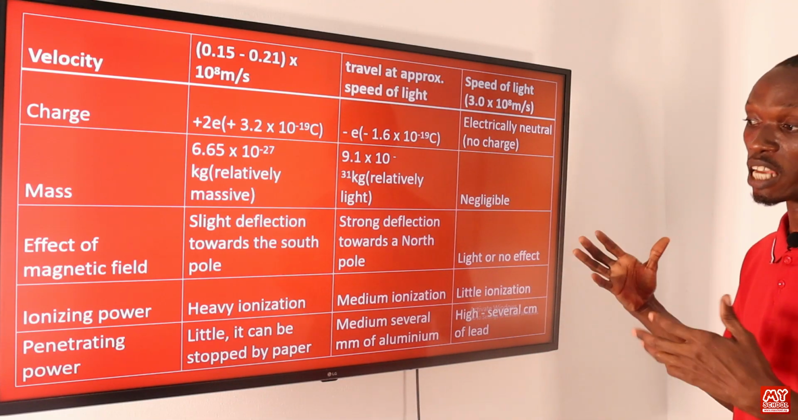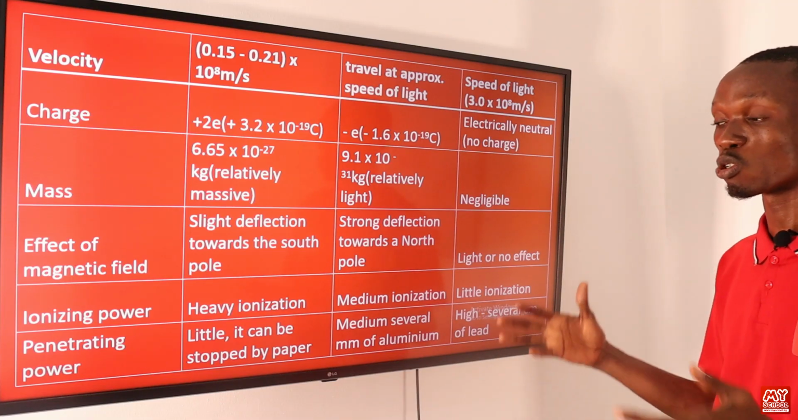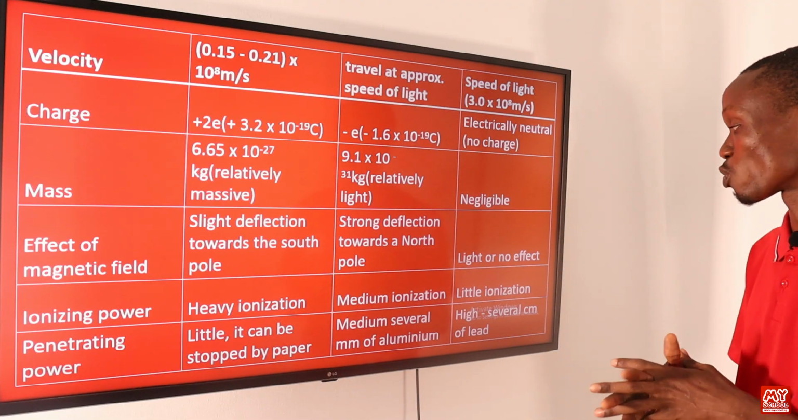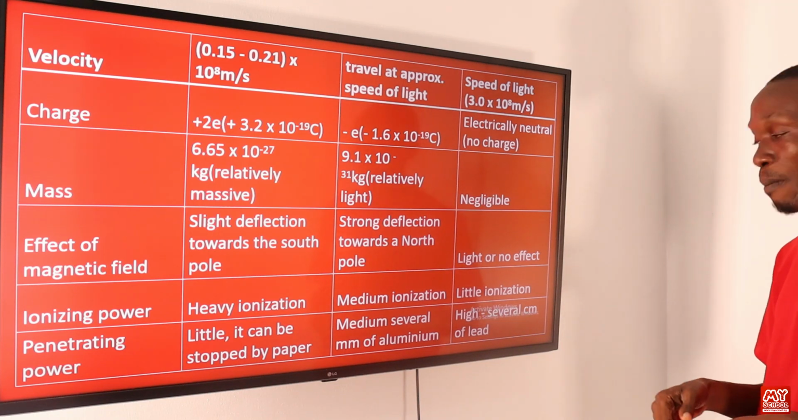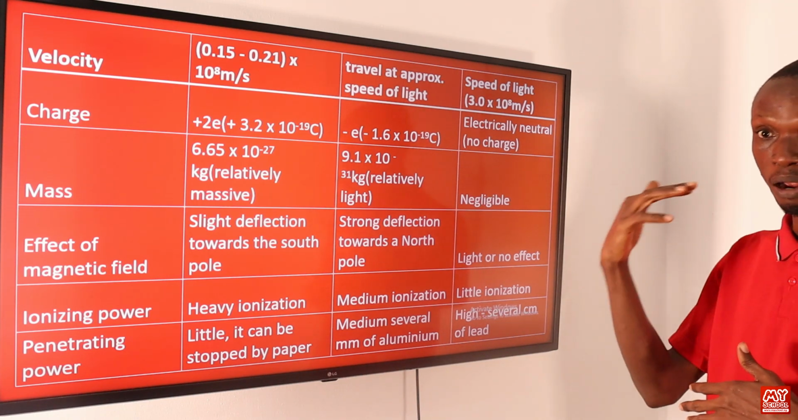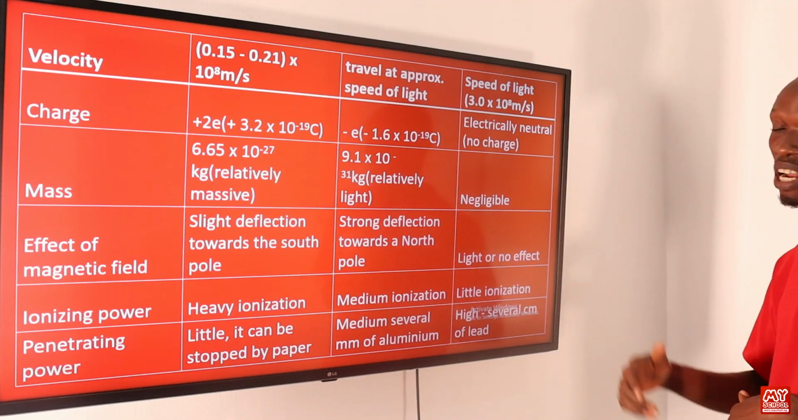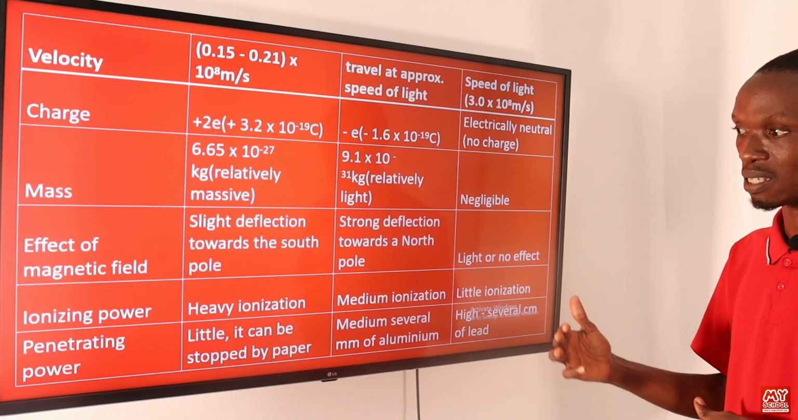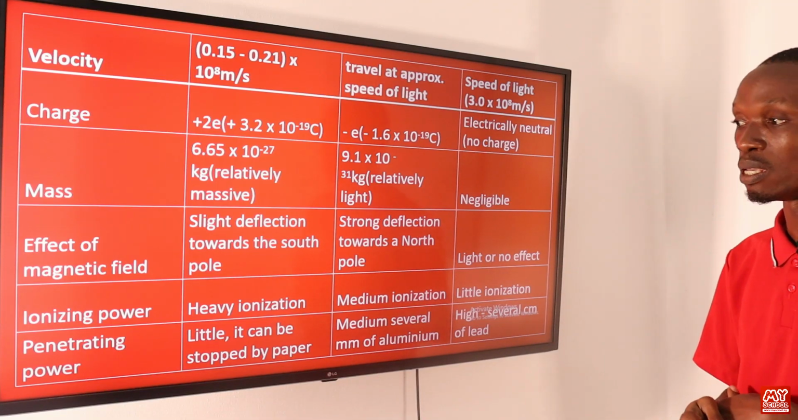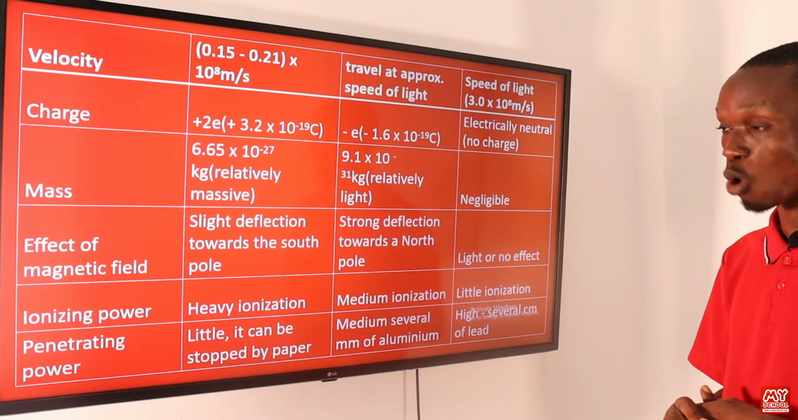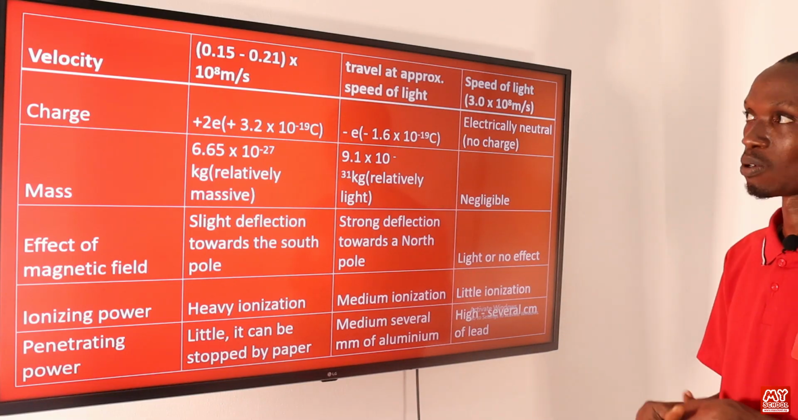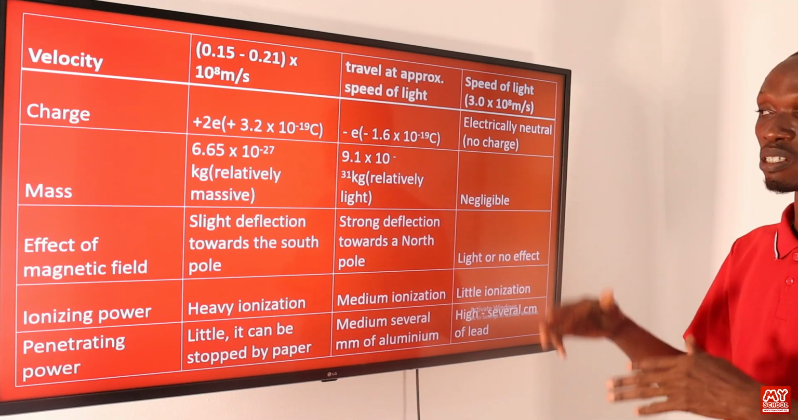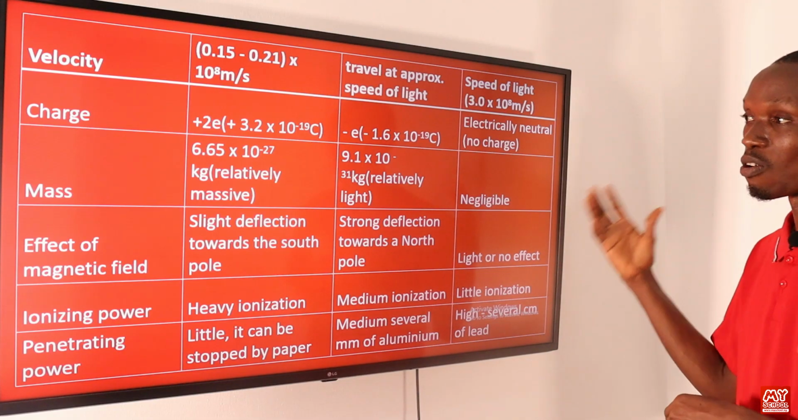In terms of penetrating power, if you are asked which of the particles has the highest, your answer should be gamma rays, because to stop gamma rays you need several centimeters of lead. Which of them has the least? Your answer should be alpha particle, because it can be stopped by paper. So these are the properties of the different types of emitted radiation.